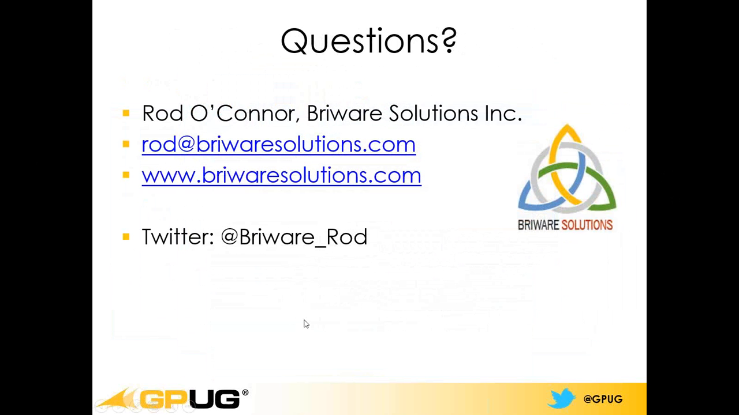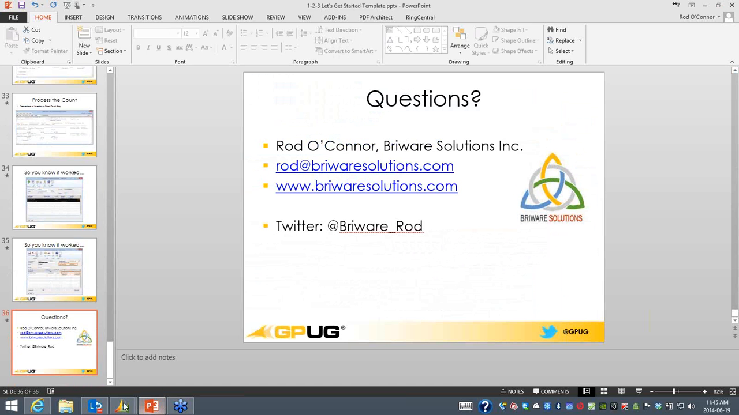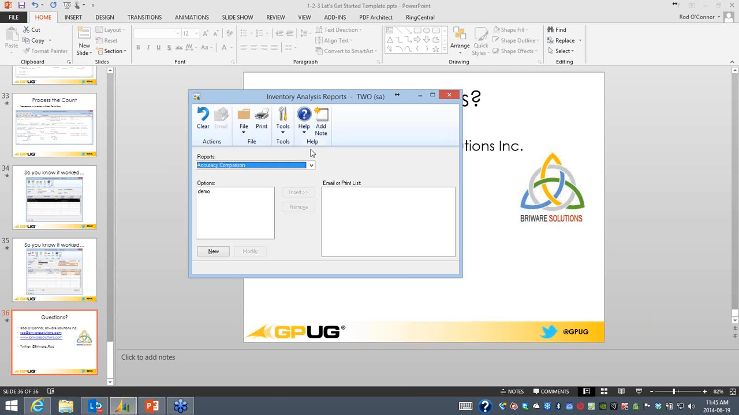At this point, we've really covered off our cycle count. We've gone from creating our schedule to processing our count to reviewing the reports. I do want to show you one quick report because it's not always easy to find.